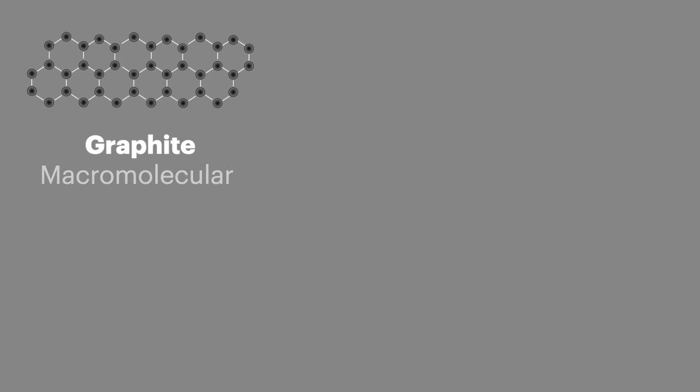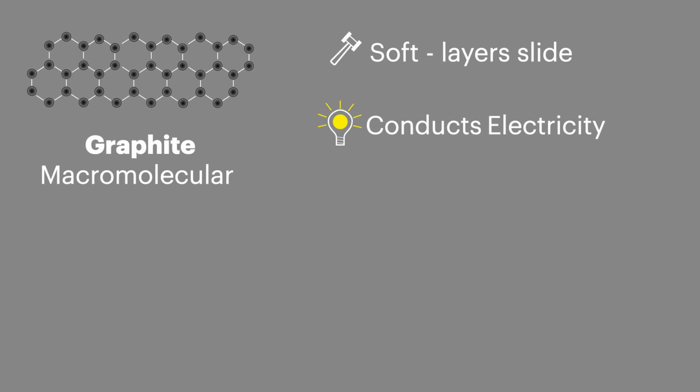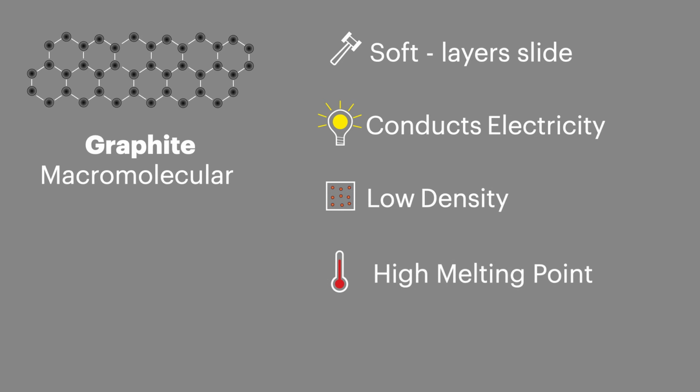Graphite has a macromolecular crystal structure. It's soft as it forms layers that are held together with weak intermolecular forces. It conducts electricity because it has delocalized electrons. It has a low density because of the space between the layers. It has a high melting point due to those many strong covalent bonds, and it's insoluble in water or organic solvents.